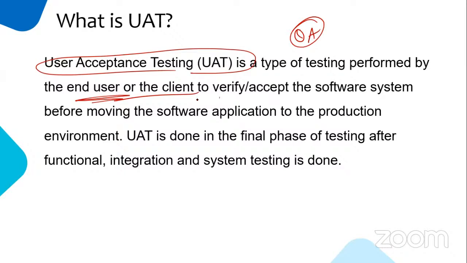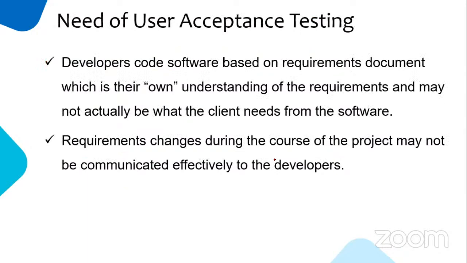See, the client or end user verifies the software system before moving to production. So before I run this in the live environment, I need to test it. And it's the final phase of testing after functional, integration, and system testing. UAT will be done. Why do we need to do it? Why does a user need to test?